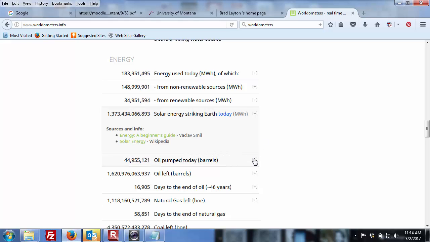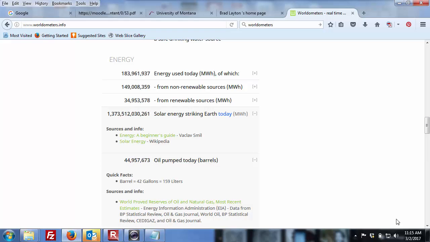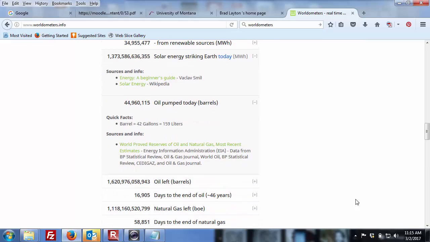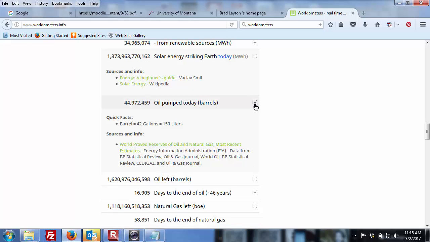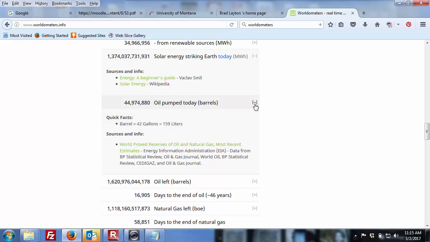Oil pump today. Well, there you go. So, the EIA, very reliable source. There's British Petroleum, Oil and Gas Journal. I just clicked the little plus sign. Yeah, pretty simple. So click that, and then dig down, go out to the websites for these journals, and just see what they're all about. And the point is, I think they're compiling data from multiple sources.